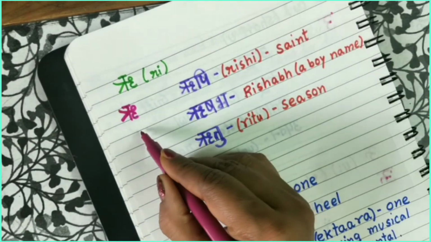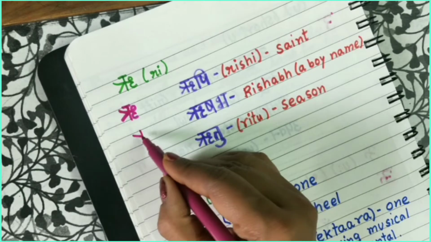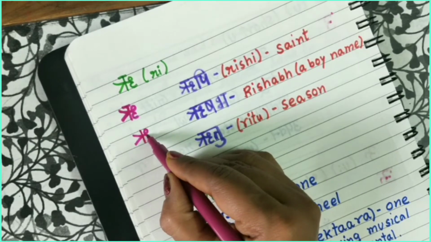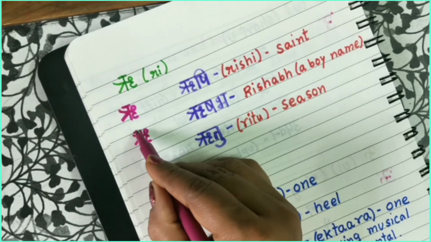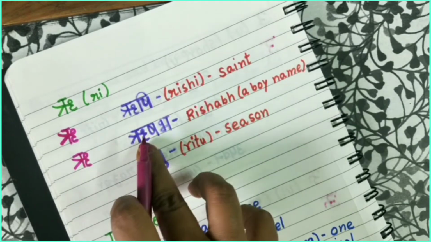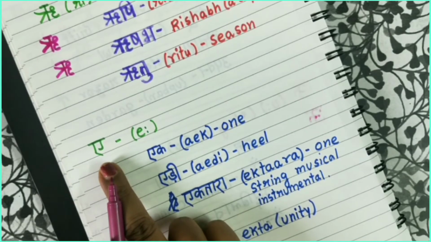Once again, I will teach you how to write. First, make a standing line here, then one slanting line here, another slanting line, then go up, make a curve, then go down. And here you have to put a sleeping line. Okay, this is called ri. Ri for rishi, ri for rishabh, ri for ritu. I already told you. Next one is e.